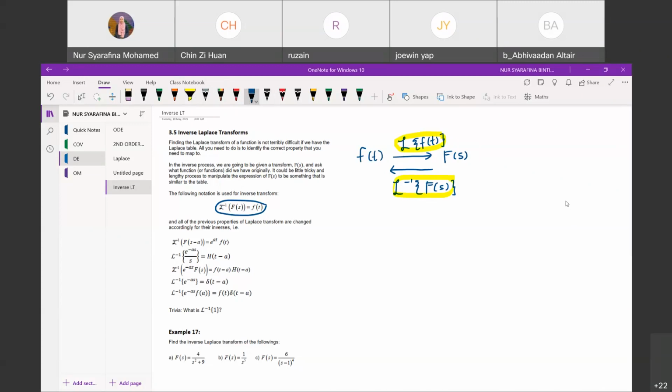So basically, how can we do it? Of course, you have to understand the table of transformation and also the properties that we have learned previously. That is the only way we can inverse transform. So let's take a look at the table of transformation here.